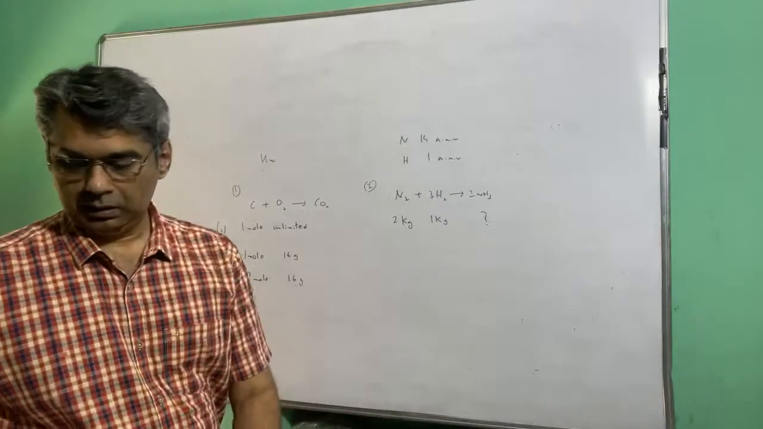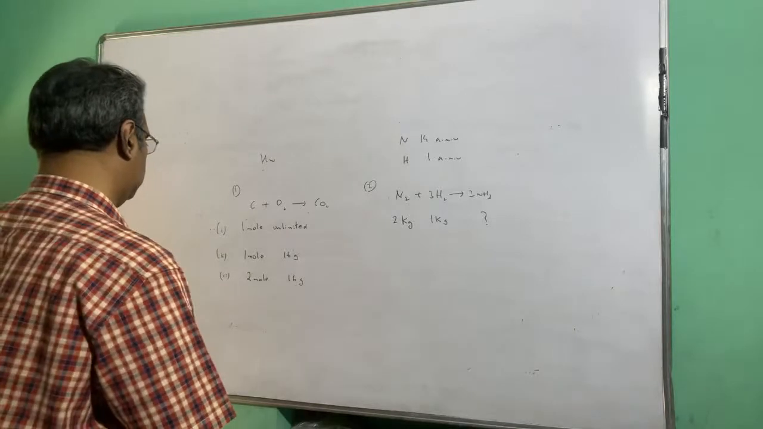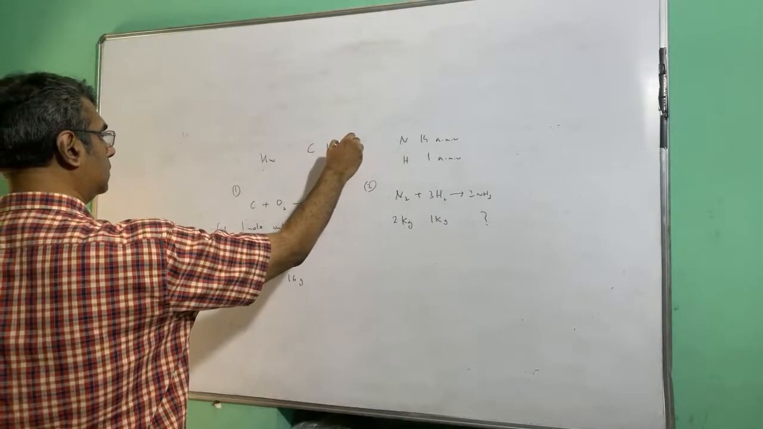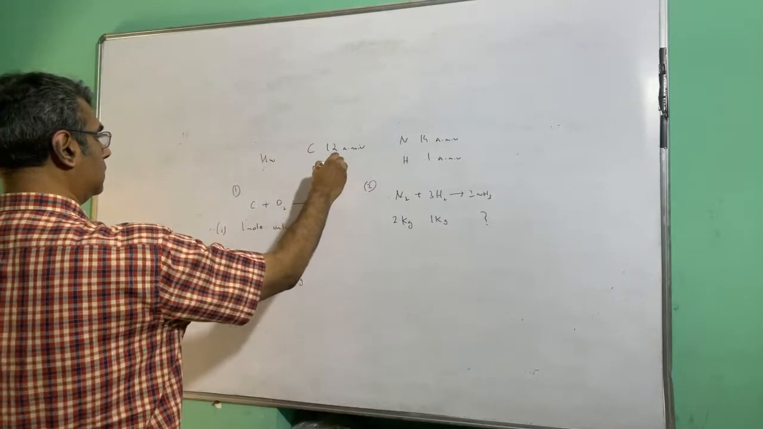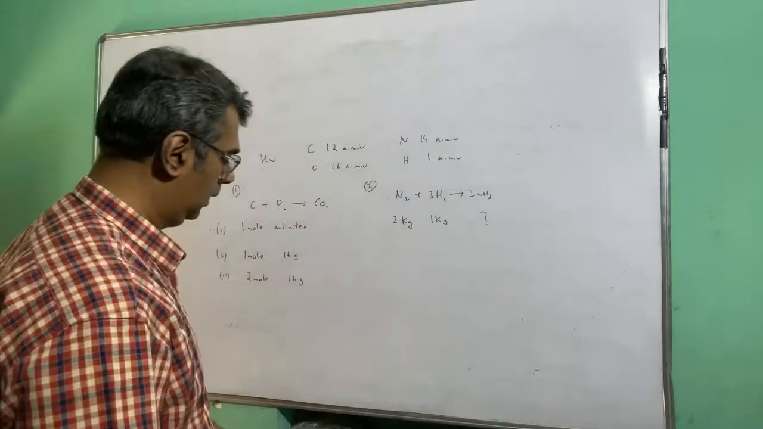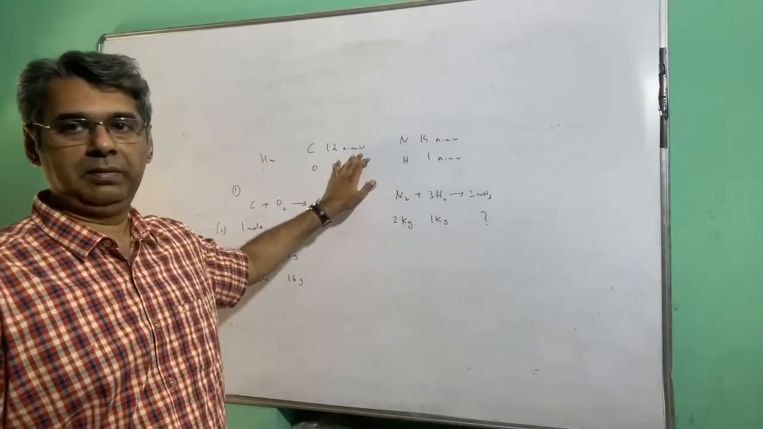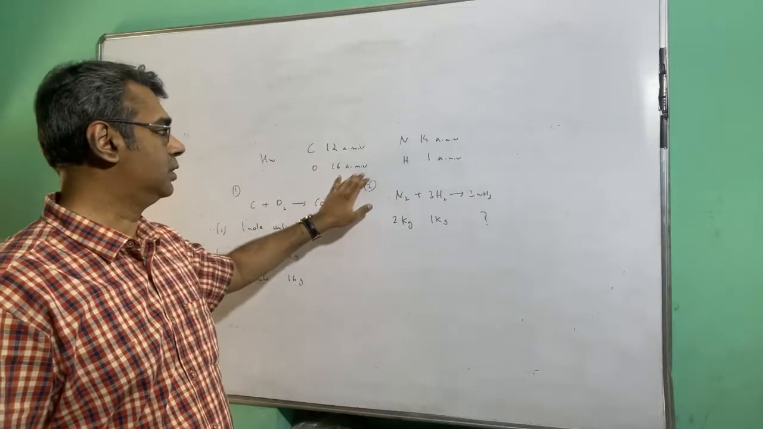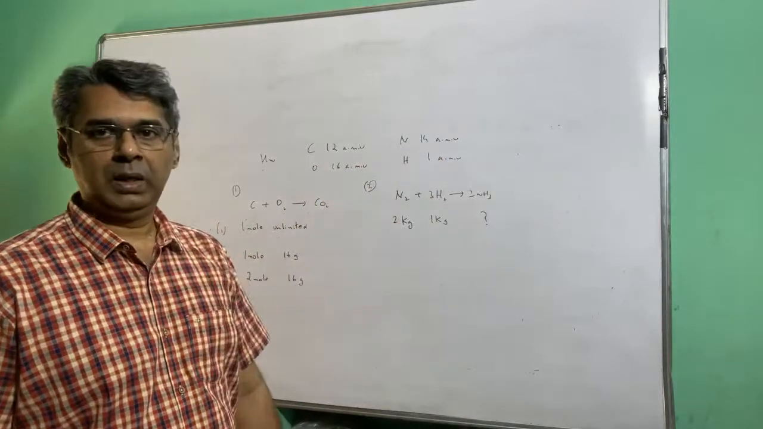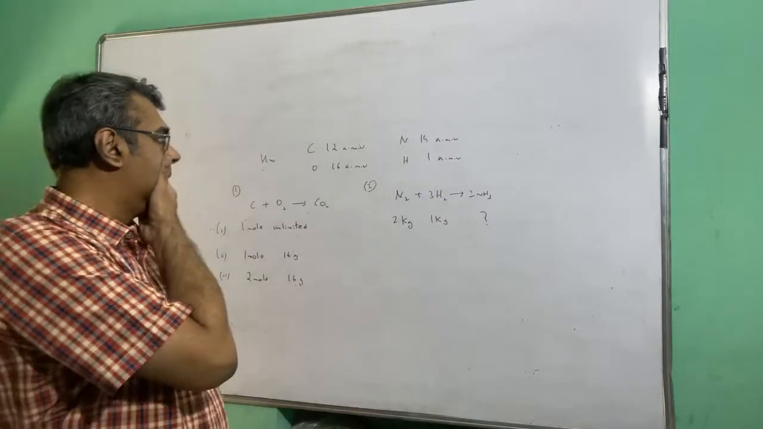And the second homework question for today. By the way, I'm informing you about the atomic masses. Carbon is 12 AMU, oxygen is 16 AMU, nitrogen is 14 AMU, hydrogen is 1 AMU. These are the atomic masses.